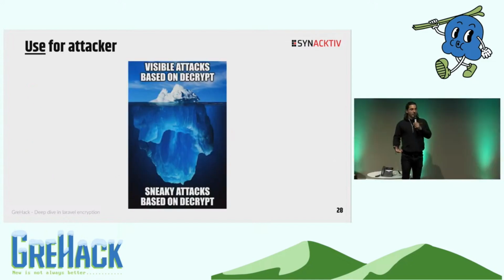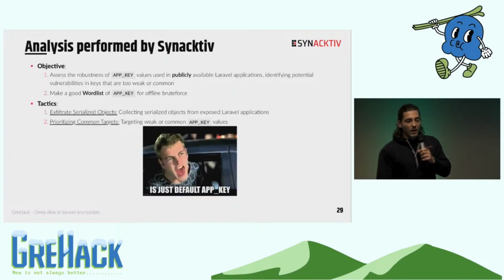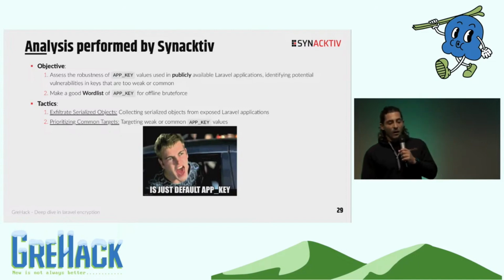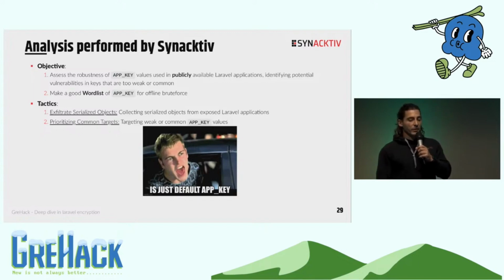So what we see here in this advisory from Androghost is just a visible attack based on decrypt, but we have a lot more applications and vectors for a sneaky attack based on decrypt. So at Synactive, we want to analyze this from the actual public face of Laravel applications. Our objective is to assess the robustness of app key values as used in publicly available Laravel applications by identifying vulnerabilities in keys. There are two weaknesses commonly found in documentation, and by that we can make a good word list of app keys for offline brute force with our tools.